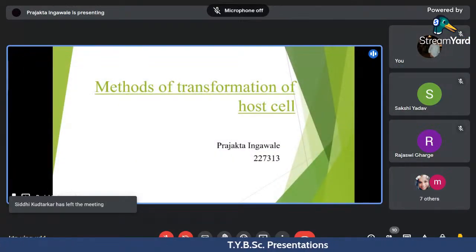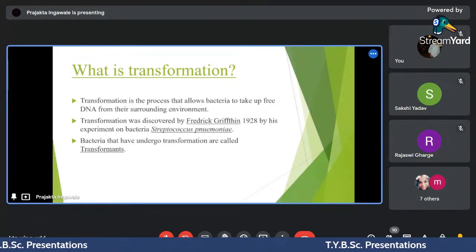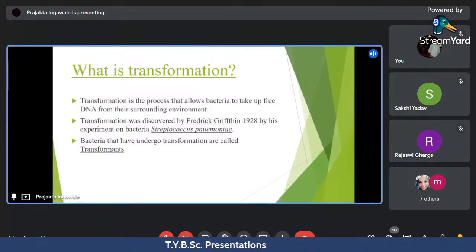So, good evening, everyone. My topic is methods of transformation of host cell, roll number 227313. So, what is transformation? Transformation is the process that allows bacteria to uptake free DNA from their surrounding environment.